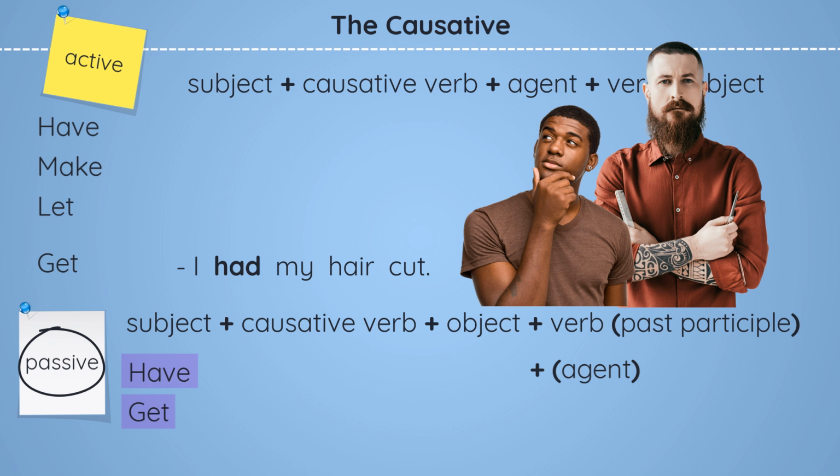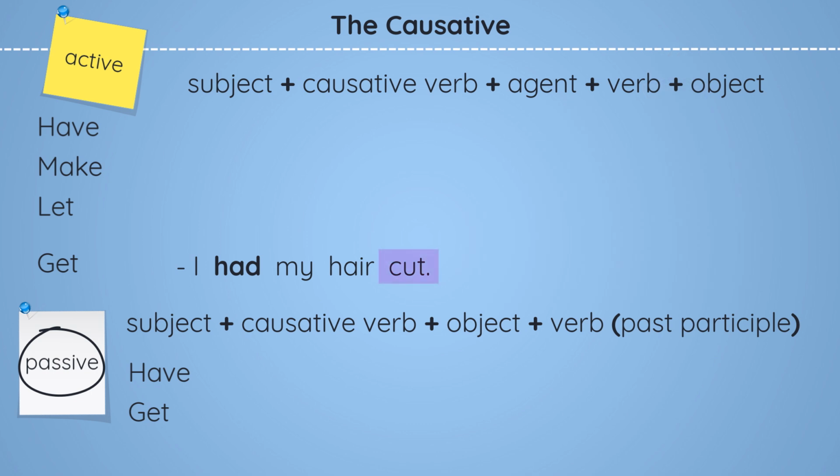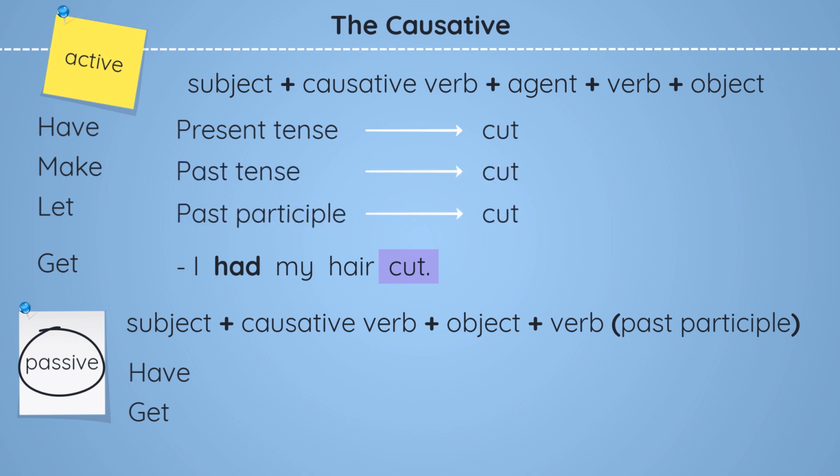You could use make and let, but the structures will be a little bit different, and it's a little bit uncommon to see these structures. Very common to see have and get. I had my hair cut. Now, cut is a little bit confusing because it's an irregular verb. Present tense cut, past tense cut, past participle cut.